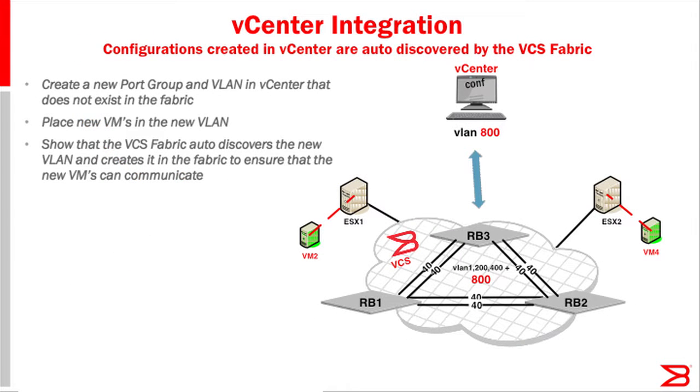In this demo, we're going to create VLAN 800 in vCenter and deploy VMs into that VLAN. Prior to the creation of VLAN 800 in vCenter, it does not exist in the fabric. Upon creation of VLAN 800 in vCenter, the VCS fabric detects the newly created VLAN through the vCenter integration feature and creates that new VLAN in the fabric.